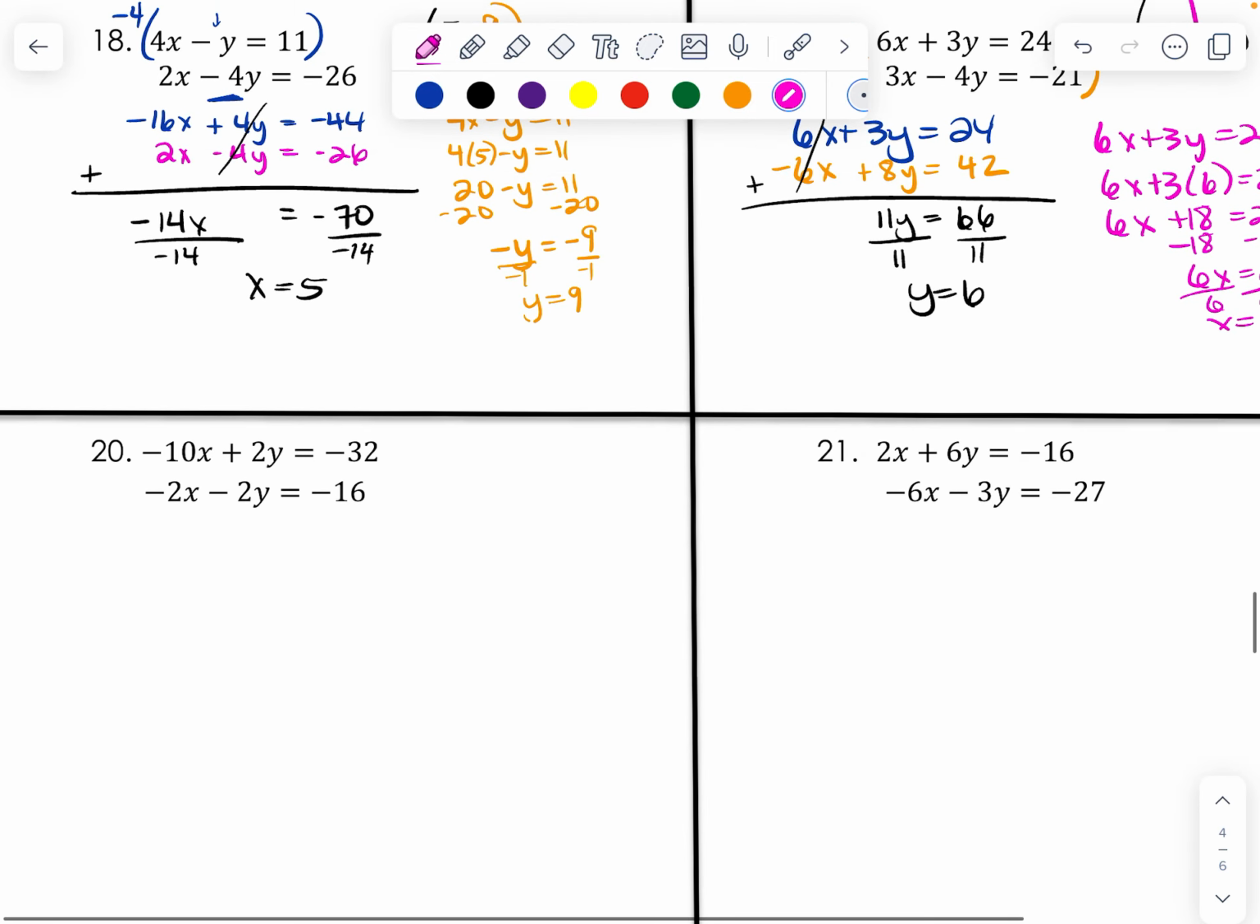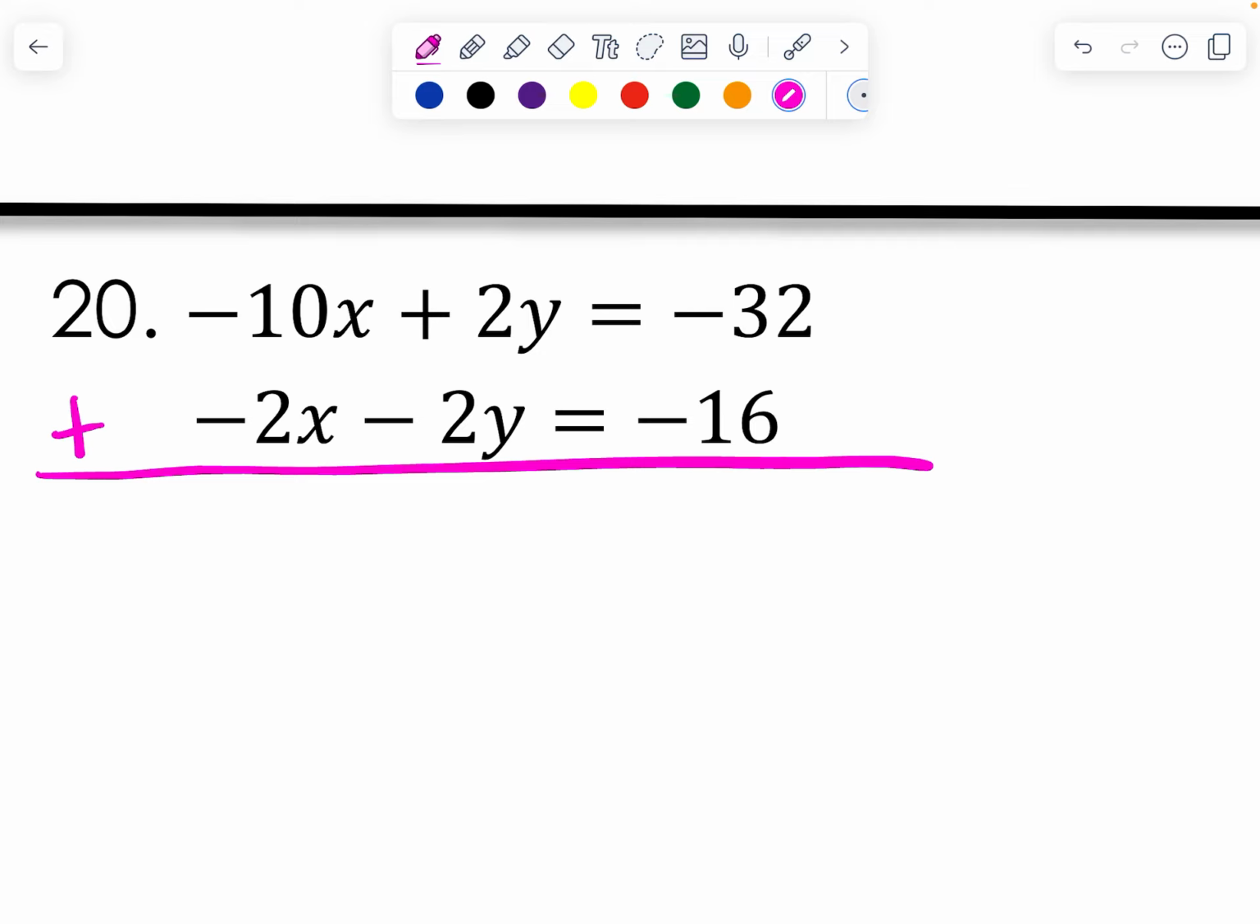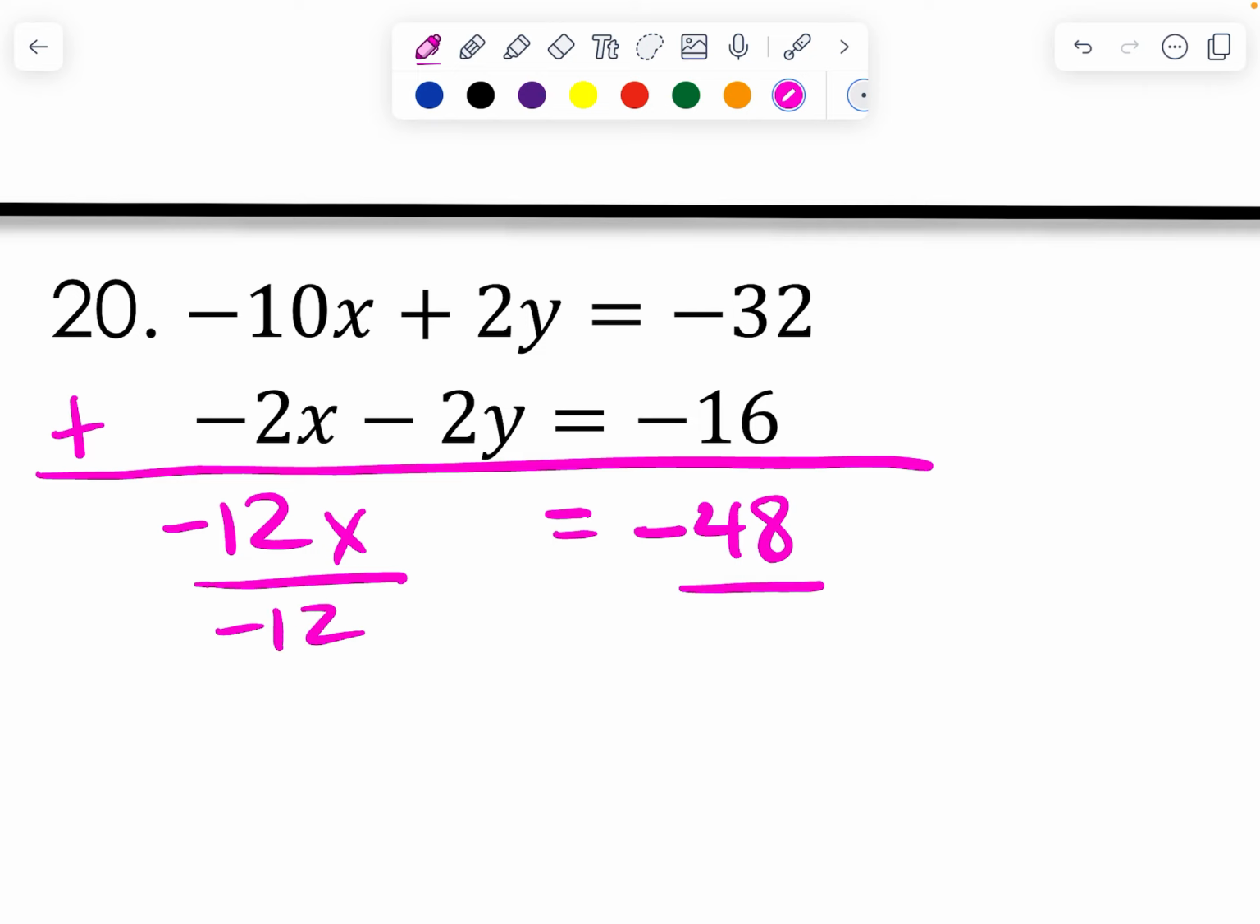This next one. Oh, look at this. These two are opposites of each other already. Awesome. So I'm just going to add straight down. -12x. This cancels. -48. I divide by -12 on both sides. And I get x equals 4.